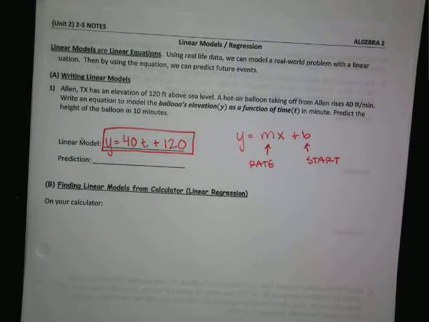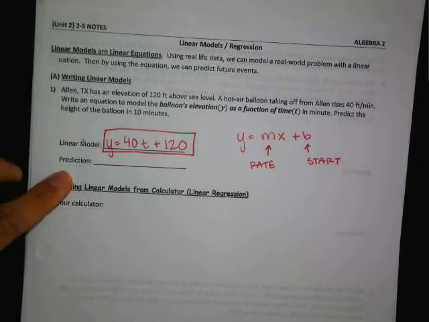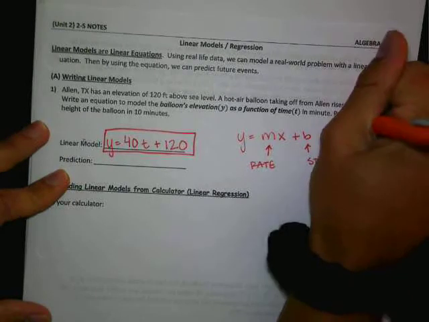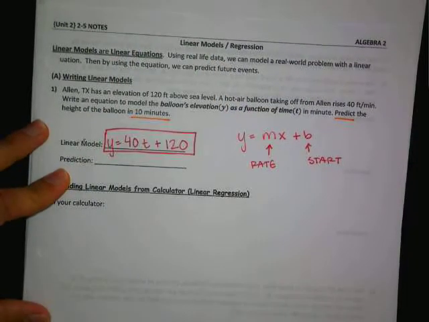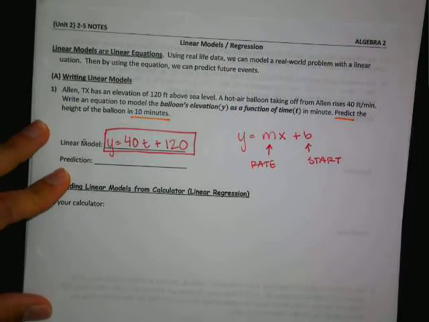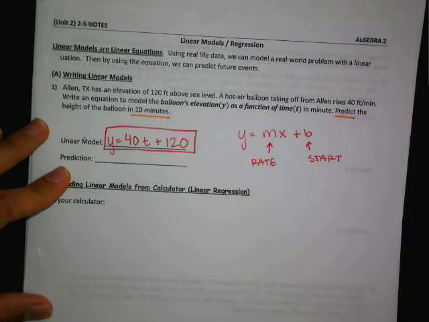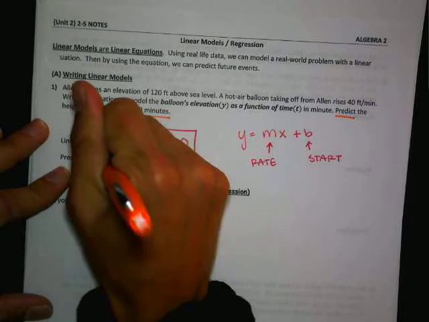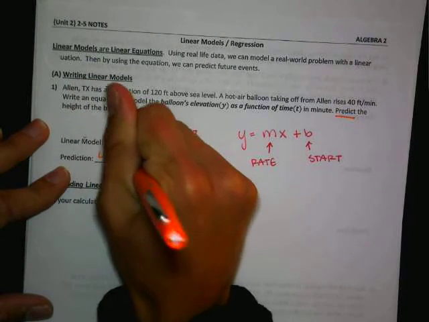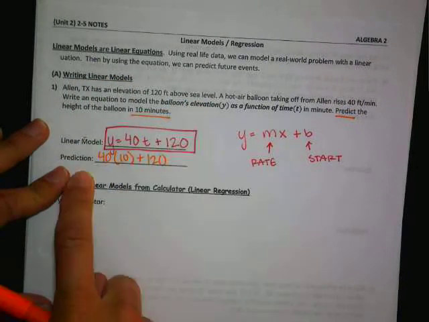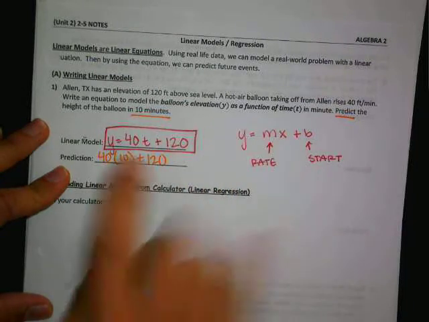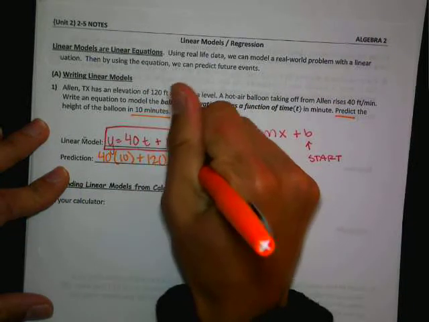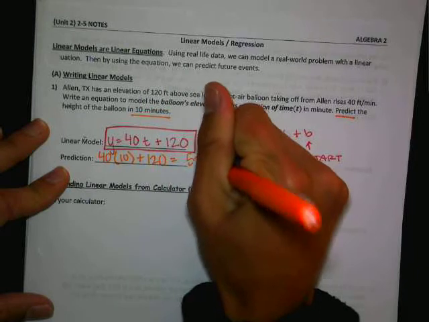And then the second part of this problem is the prediction part. It says predict the height after 10 minutes. So where am I plugging 10 in? Into the t, because it's time. All right, so what is 40 times 10? 400 plus 120? 520. So it will be 520 feet above sea level.